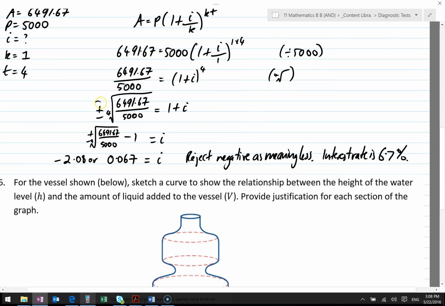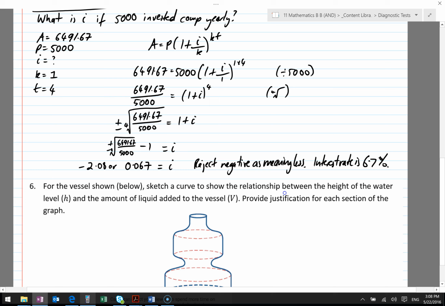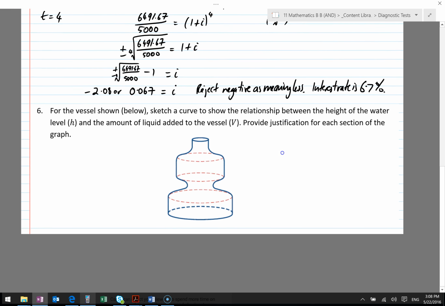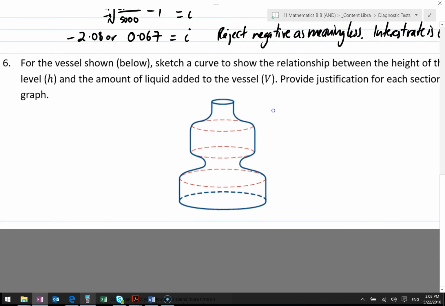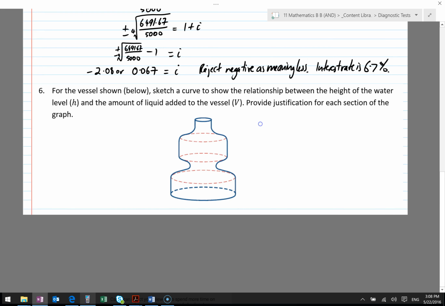Okay, there's only a plus or minus here when this power is an even number. If I had 4.7 as that power, there would be no plus or minus, only when there's even powers. Okay, unlikely to happen. Question 6 is just about drawing pictures.